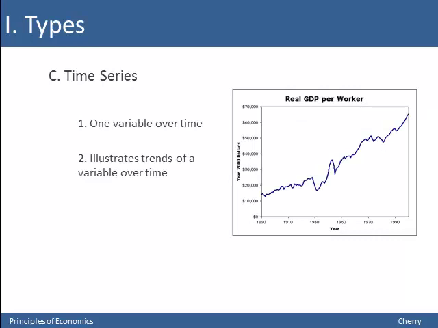And then we have a time series plot. What this does is it tracks one variable over time. So it measures one variable and how that variable changes over time, and it's useful to illustrate a trend of a variable over time. In this example here, we can see how GDP per worker has changed over the years.